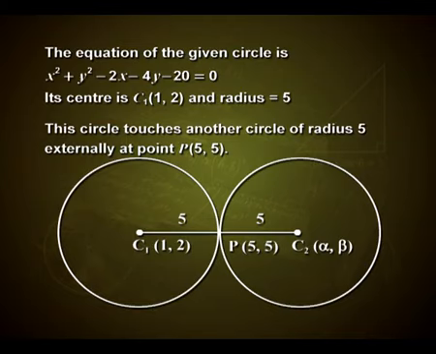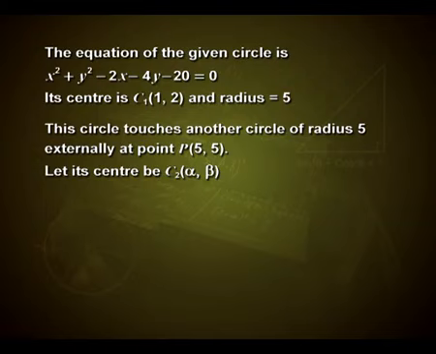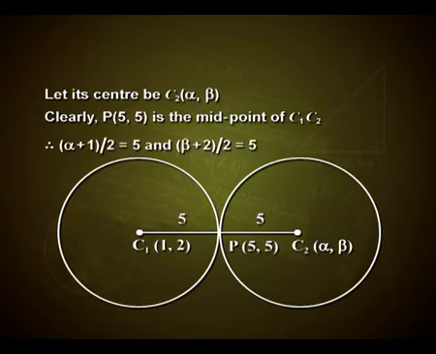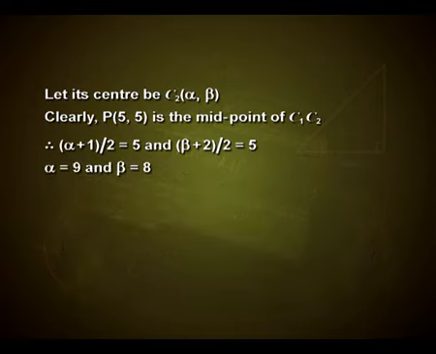This circle touches another circle of radius 5 externally at point P, that is (5, 5). Let its center be C2 with coordinates (alpha, beta). Clearly, P (5, 5) is the midpoint of C1C2. Therefore, (alpha plus 1) upon 2 is equal to 5 and (beta plus 2) upon 2 is equal to 5. On solving, we get alpha is equal to 9 and beta is equal to 8.